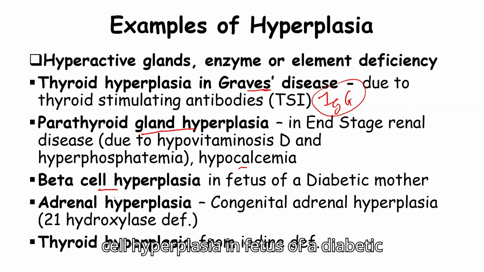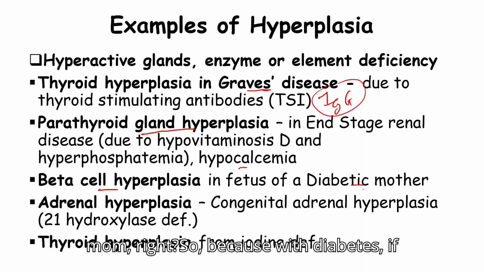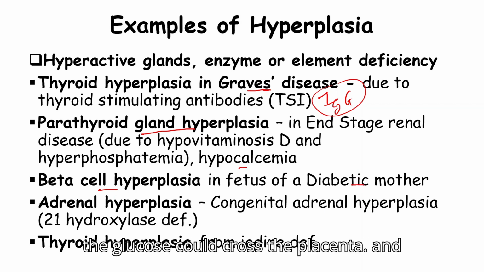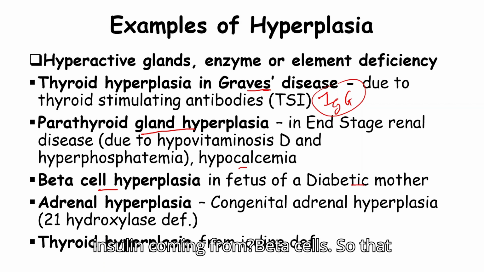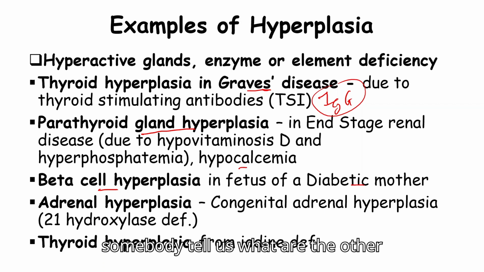Also, beta cell hyperplasia in the fetus of a diabetic mom, right? Because with diabetes, if the mom is diabetic and she's pregnant and the diabetes is not well controlled, the glucose could cross the placenta, and that could lead to fetal hyperglycemia, and that could lead to insulin production. And guess where the insulin is coming from? Beta cells. So that could lead to beta cell hyperplasia. Can somebody tell us what are the other effects of increased insulin in the fetus? Yeah, it can inhibit surfactant, and by inhibiting surfactant, that could predispose them to neonatal respiratory distress syndrome.